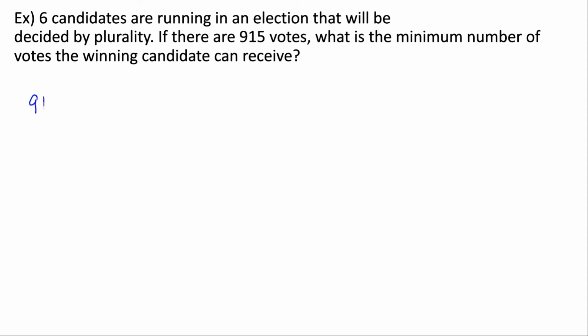We're going to start this off the same way we started the last 2 off. We divide our number of votes by our number of candidates, and we end up with 152.5. So what this tells us is if each of the 6 candidates had 152.5 votes, we would have a perfect 6-way tie. But we can't give people 0.5 of a vote, so everybody's going to start off with 152 votes, and then we'll see how many extras there are. So we have 152 6 times.